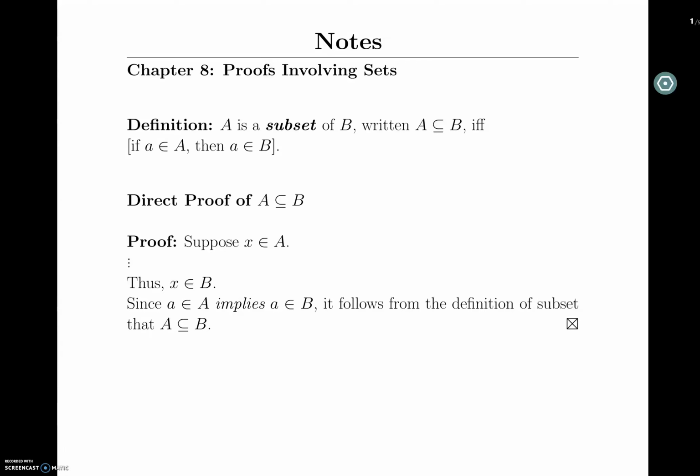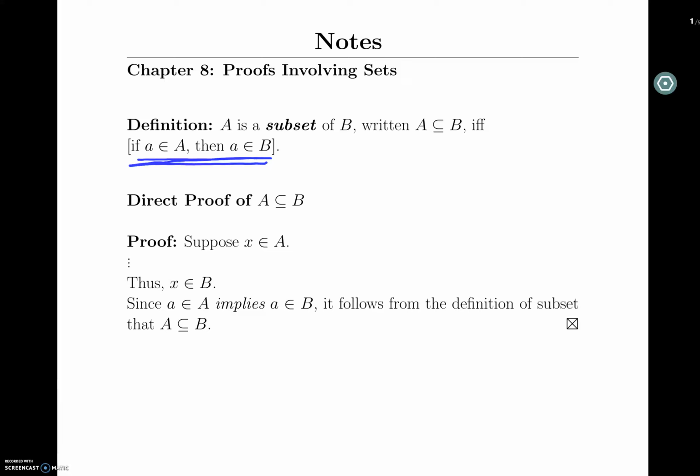Welcome. In this mini lecture, we're going to cover the key idea of Chapter 8, Proofs Involving Sets. The first thing we want to recall is the definition of a subset. We say that A is a subset of B if and only if, whenever x is an element of the set A, then x is also an element of the set B. Note, this definition hinges on this piece right here. It's an if-then statement. So we want to make sure we keep that in the back of our mind.